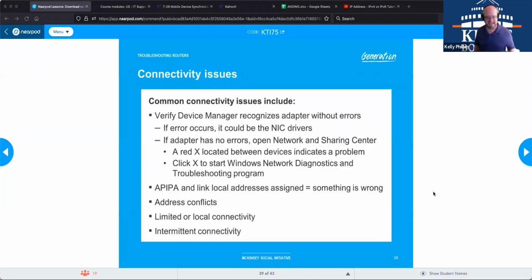So if we see that in our IP address, we know we're getting an APIPA address, which means it's not able to communicate with the DHCP. We don't have an IP address, but it allows us to troubleshoot. That gives us limited connectivity, or if you have intermittent connectivity, it likely means we are on Wi-Fi and we probably need to move closer to the source or move the source to a more centralized location. When you're typically getting intermittent, that is what the issue is.